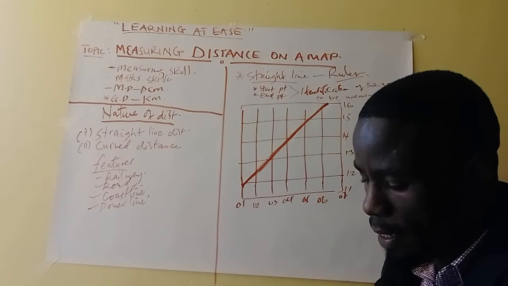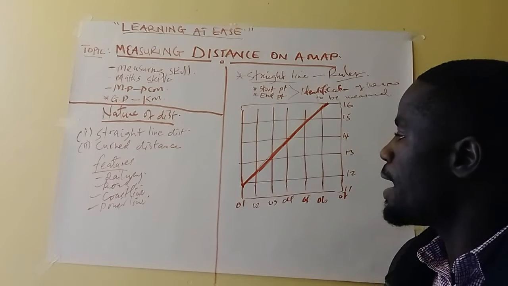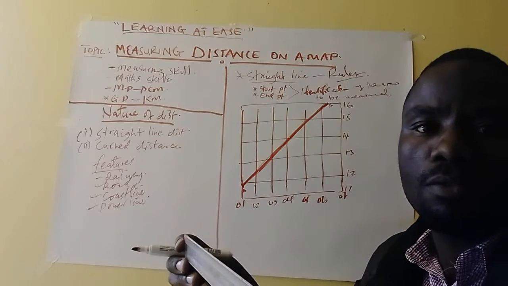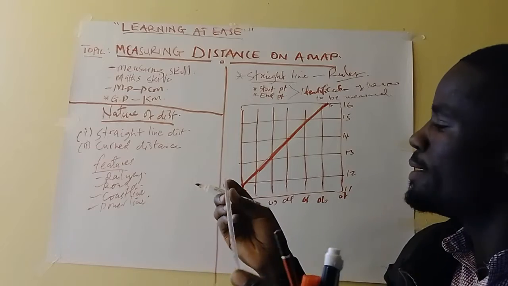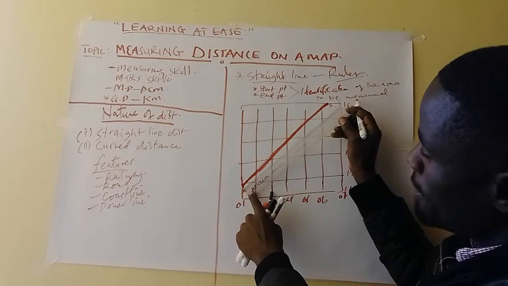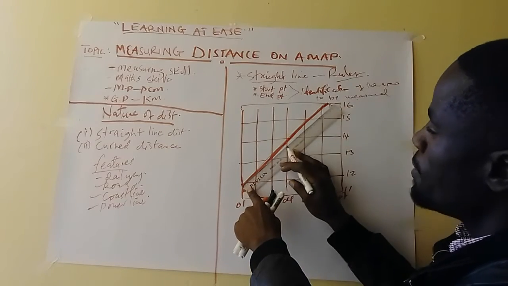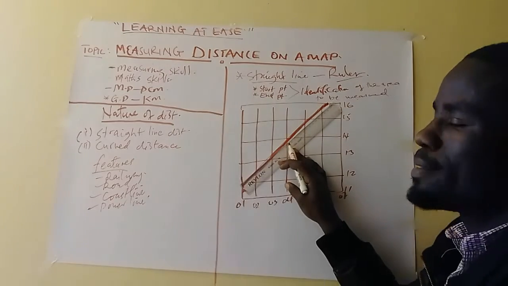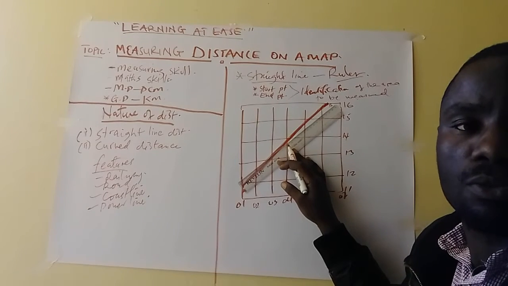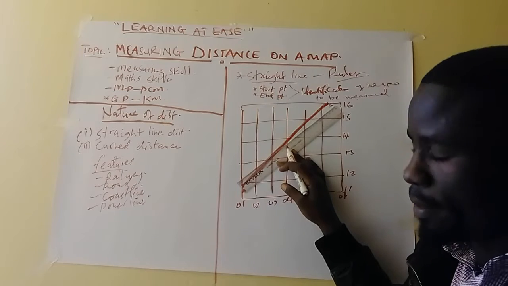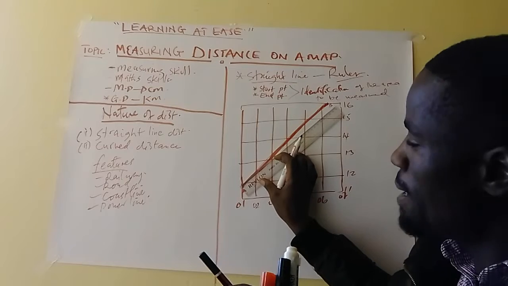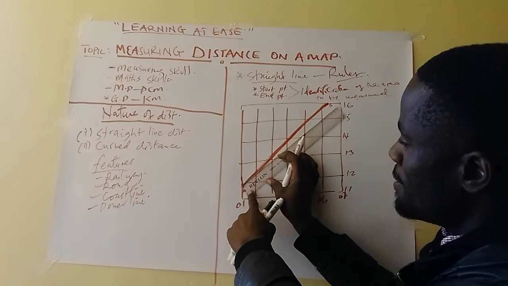So what I'm going to do, I'm going to get the ruler. After noting the starting point and the end point, you have your ruler. Get your ruler. Put it properly. Make sure 0 is here. Put the ruler here. What are we looking for? We are looking for map distance. After getting map distance, we shall convert that map distance into actual ground distance. So we cannot get actual ground distance unless we have the map distance. So we look for the map distance.